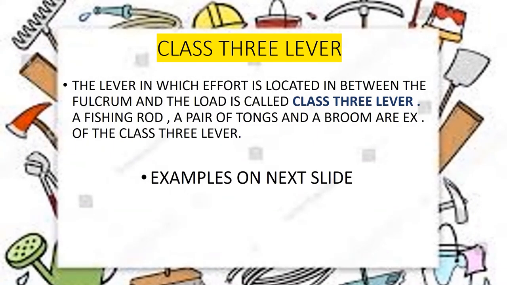The lever in which the effort is located in between the fulcrum and the load is called a class 3 lever. A fishing rod, a pair of tongs and a broom are examples of class 3 lever.